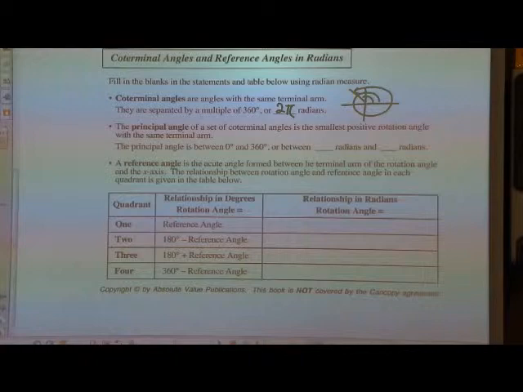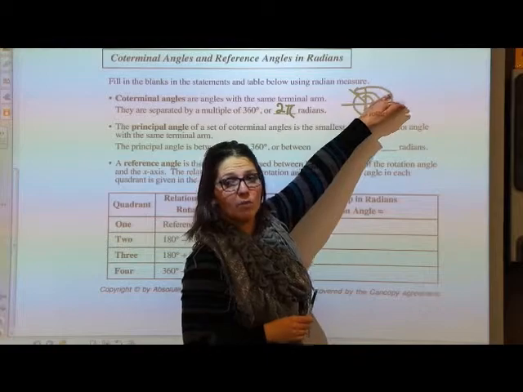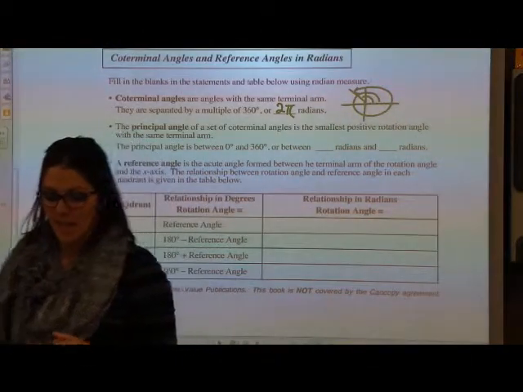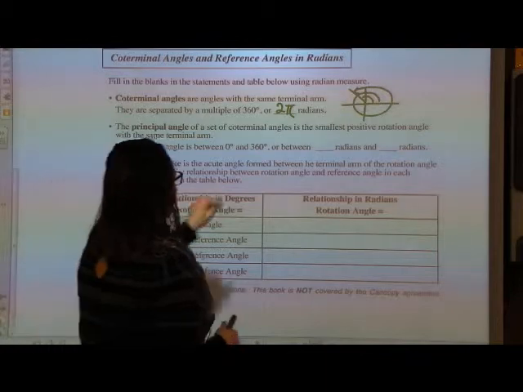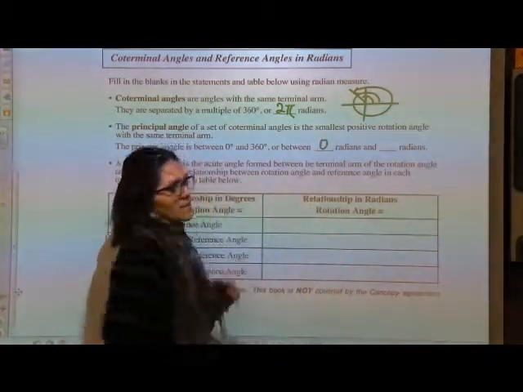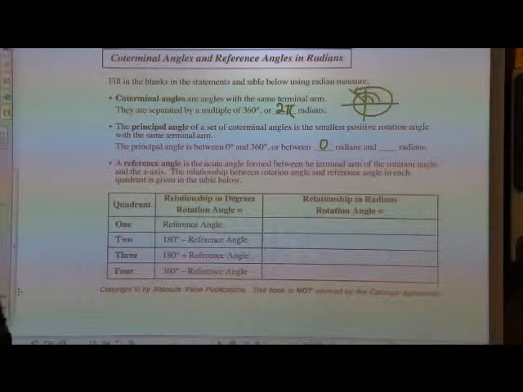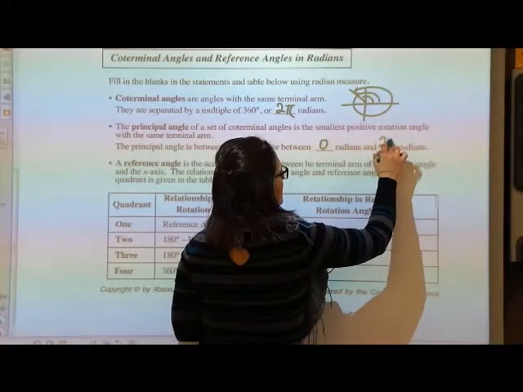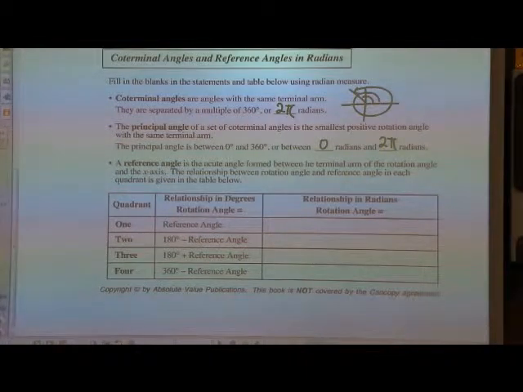Principal angle is the smallest positive rotational angle. In degrees, it was that angle that was anywhere from 0 to 360 degrees. Again, if I'm talking radians, 0 degrees is 0 radians, and 360 degrees becomes 2 pi radians. So my principal angles are going to be anywhere from 0 to 2 pi. And then the reference angle is the angle that I get when I drop the terminal arm to the x-axis, and what I'm doing is creating an acute triangle.